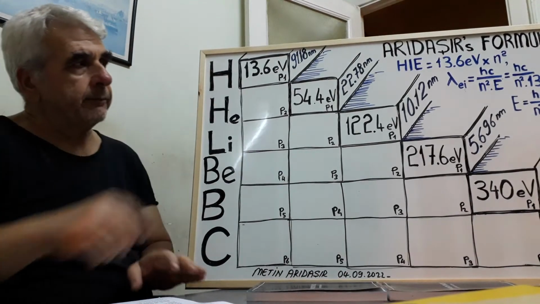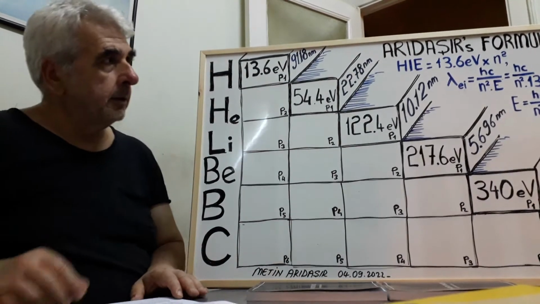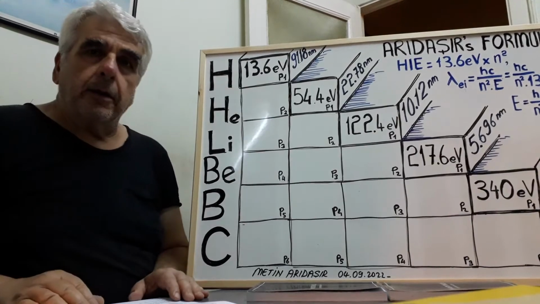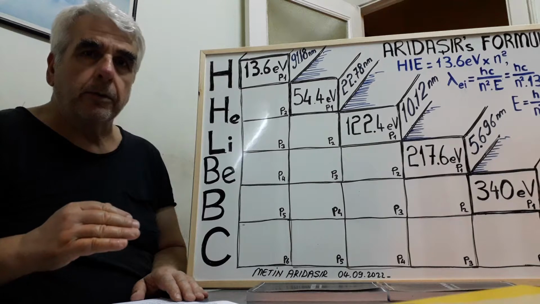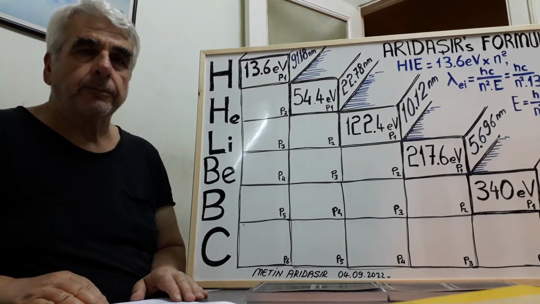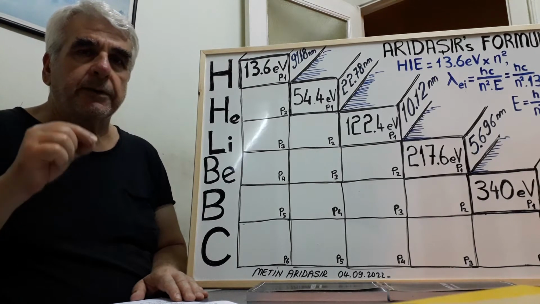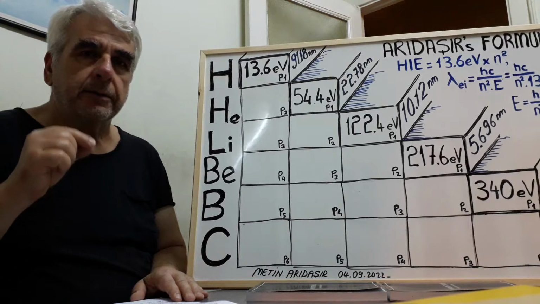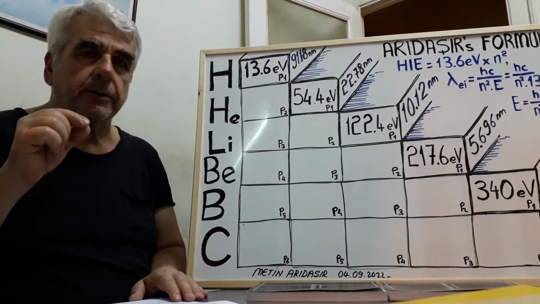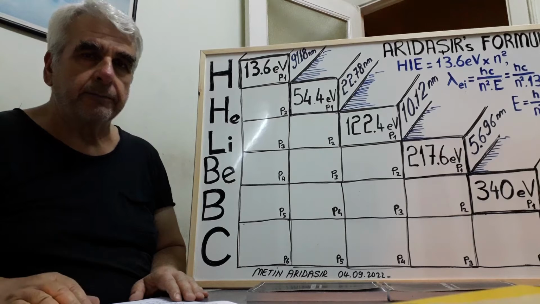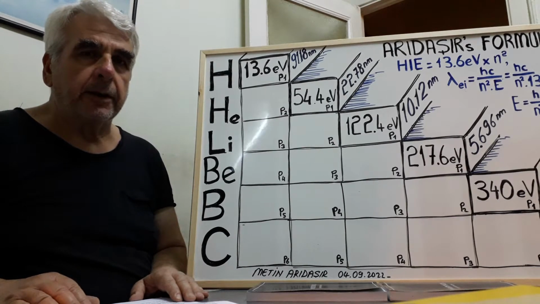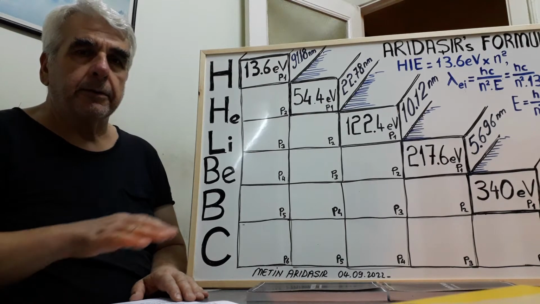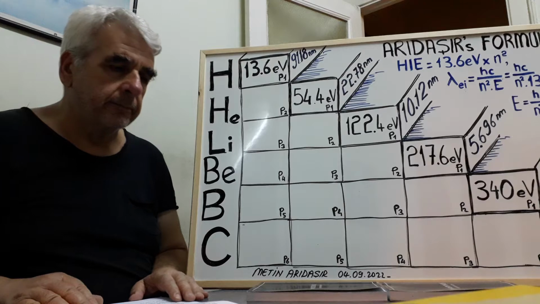When I use my formulas, I predict all of atoms' highest ionization energies and smallest electrons wavelength. I have computed and I have checked and everything is okay.